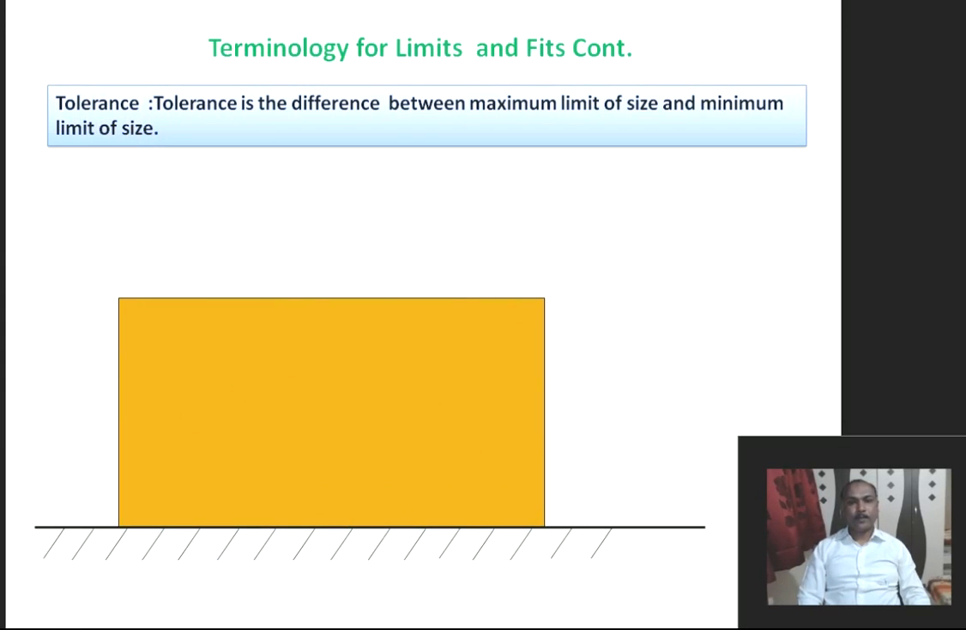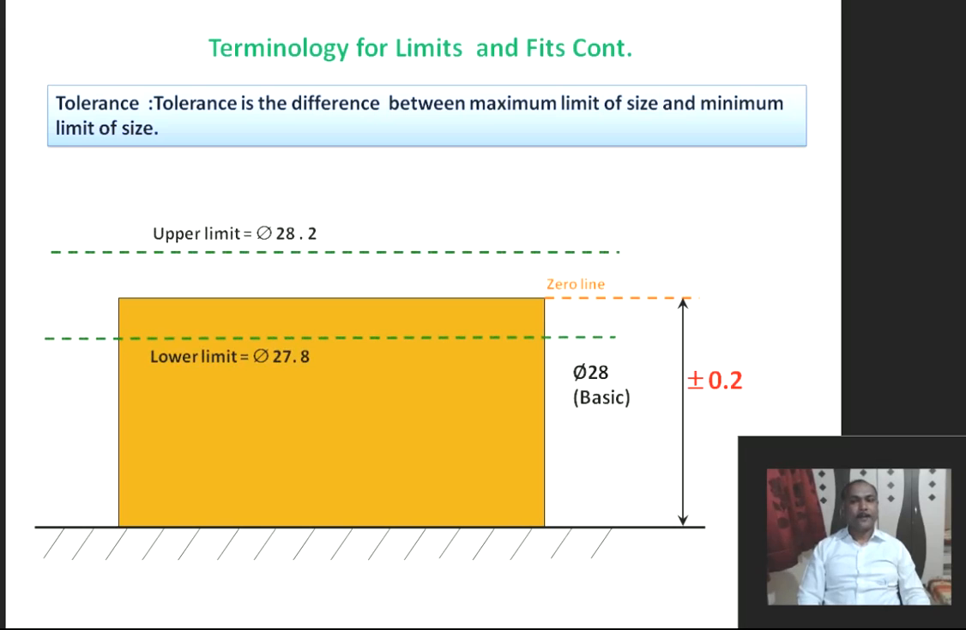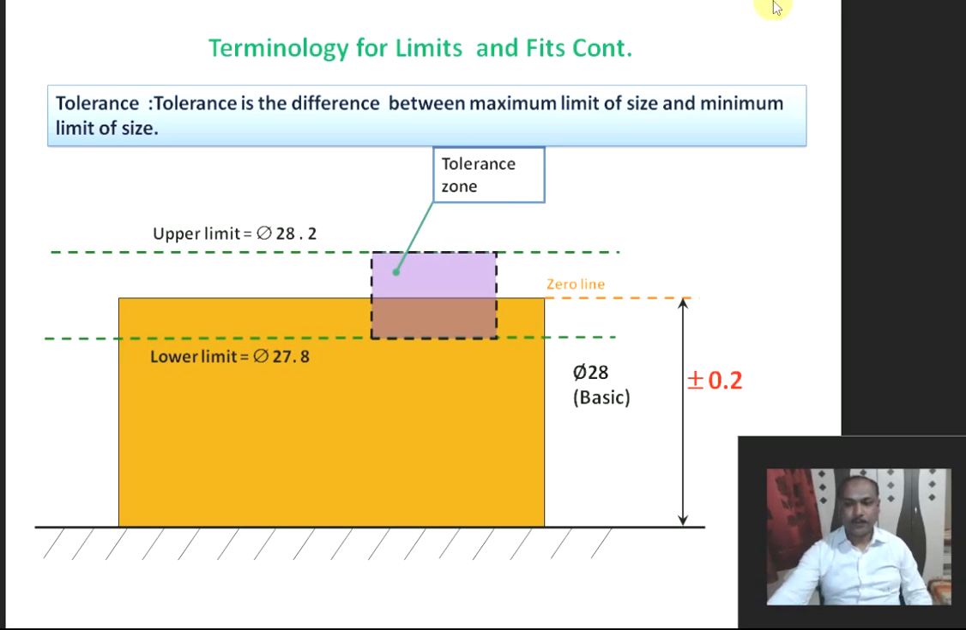So for example, if you take this example, this is the basic size of a hole which is given by the designer. So 28 mm is the basic size, but we cannot manufacture to this size. So we give some tolerance, plus or minus 0.2. So the minimum limit or the lower limit of the hole is 27.8 and the maximum limit is 28.2. And the difference between these two, which is 0.4, is the tolerance. And this zone, which is shown by this violet color, is called the tolerance zone for this component.